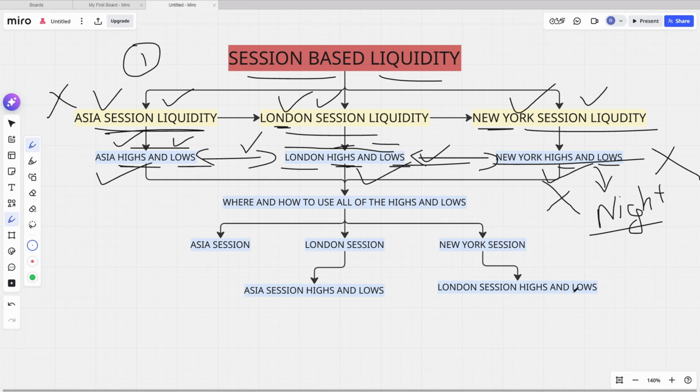In simple terms, the Asian session creates liquidity that is utilized during the London session, and the London session creates liquidity that is utilized during the New York session. Although this concept is simple, when it is properly understood and combined with market structure and price action, it becomes a highly effective tool for identifying high-quality trading opportunities.